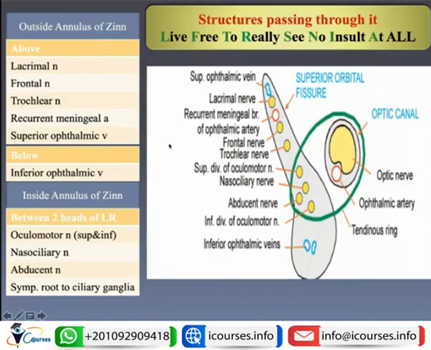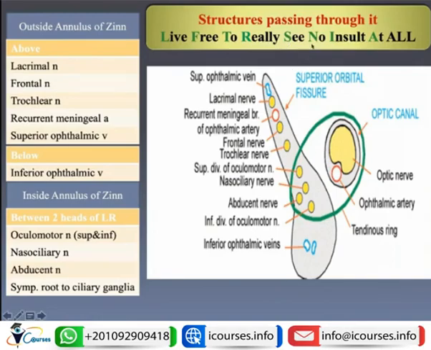So in order to memorize these structures, we can remember what structures pass through the superior orbital fissure by this mnemonic: Live free to really see no insult at all. L for lacrimal nerve, F for frontal nerve, T for trochlear nerve, R for recurrent meningeal artery, S for superior ophthalmic vein. So these are the structures passing above the annulus of Zinn.